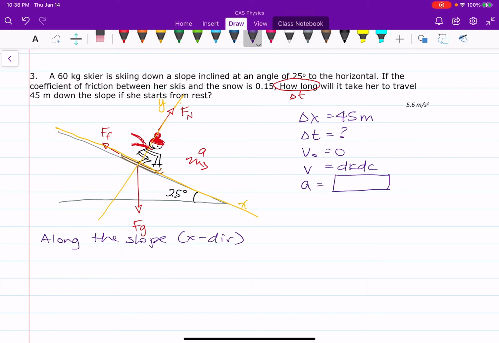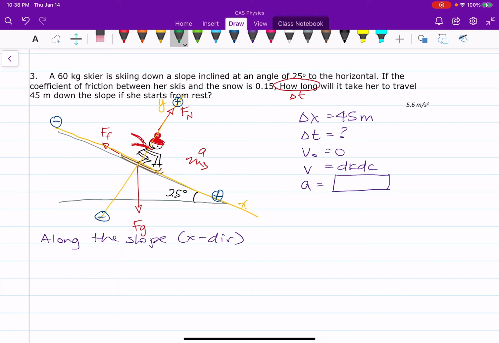Let's make our sign convention. We'll make down the slope positive and up the slope negative. Perpendicular up is positive, perpendicular down is negative. Okay, so you can see that the force of friction acts backwards, along the negative x-axis. But also remember that this has to be taken into account.